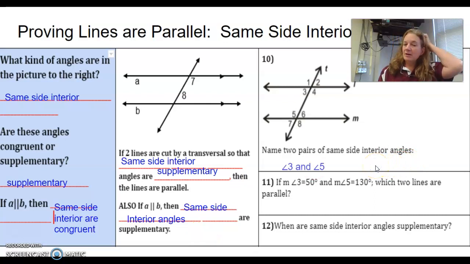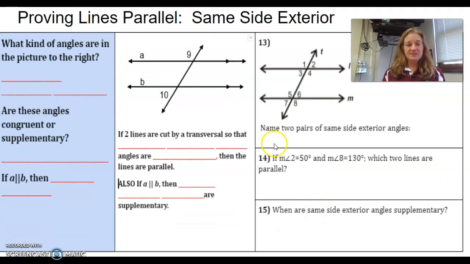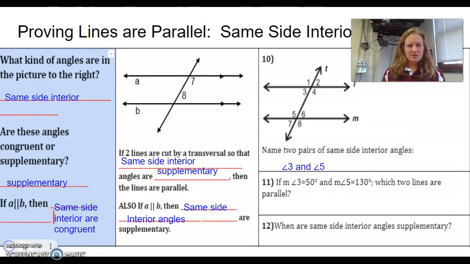So I'm going to name a pair, 3 and 5. These are interior angles. They're on the same side of my transversal. Okay? So if angle 3 is 50 and angle 5 is 130, are the lines parallel? Yes, they are, because 50... I didn't do that slide at all, did I? What happened? Did I not finish this? Let's keep going and see what happens. 50 plus 130 is 180. So write yes here on number 11. You're going to write down the word yes.